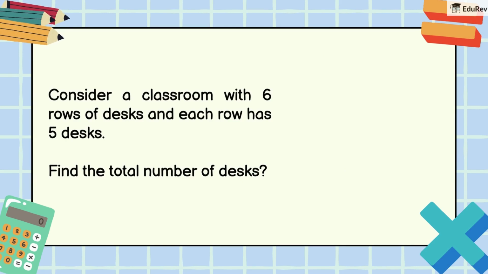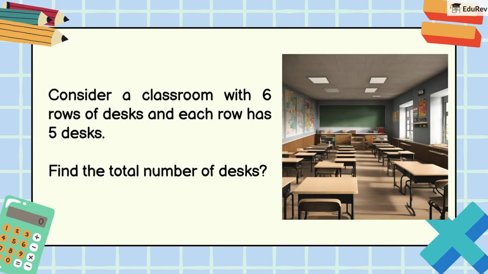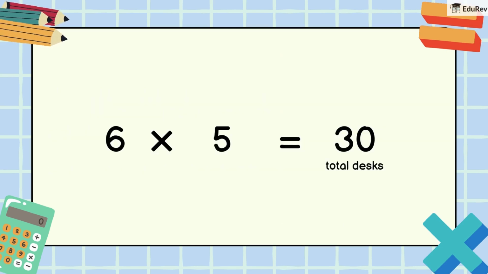Now, consider a classroom with 6 rows of desks and each row has 5 desks. To find the total number of desks, you can multiply 6 by 5, which equals 30. So, there are 30 desks in total.